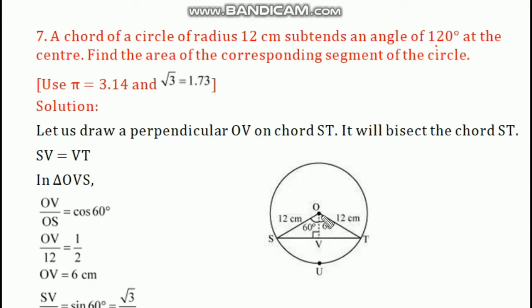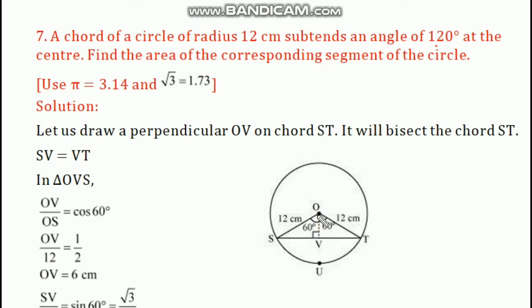So for that purpose, I am going to draw one perpendicular line OV perpendicular to ST. So this OV is dividing this chord into two equal halves. We already studied this concept in ninth standard. The perpendicular line bisects the chord into two equal halves.